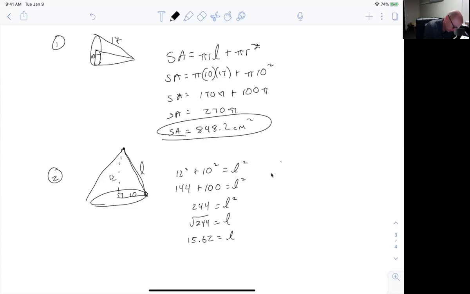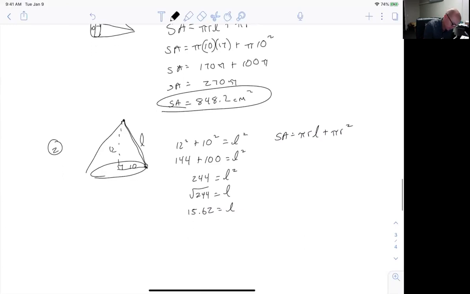Okay, so to find the surface area of a cone, I need to find the lateral area, which is pi times the radius times the slant height. Add that to the area of the base, which is pi r squared. Okay, so that is my formula for finding the surface area of a cone. Here we go. Let's plug in what I know.